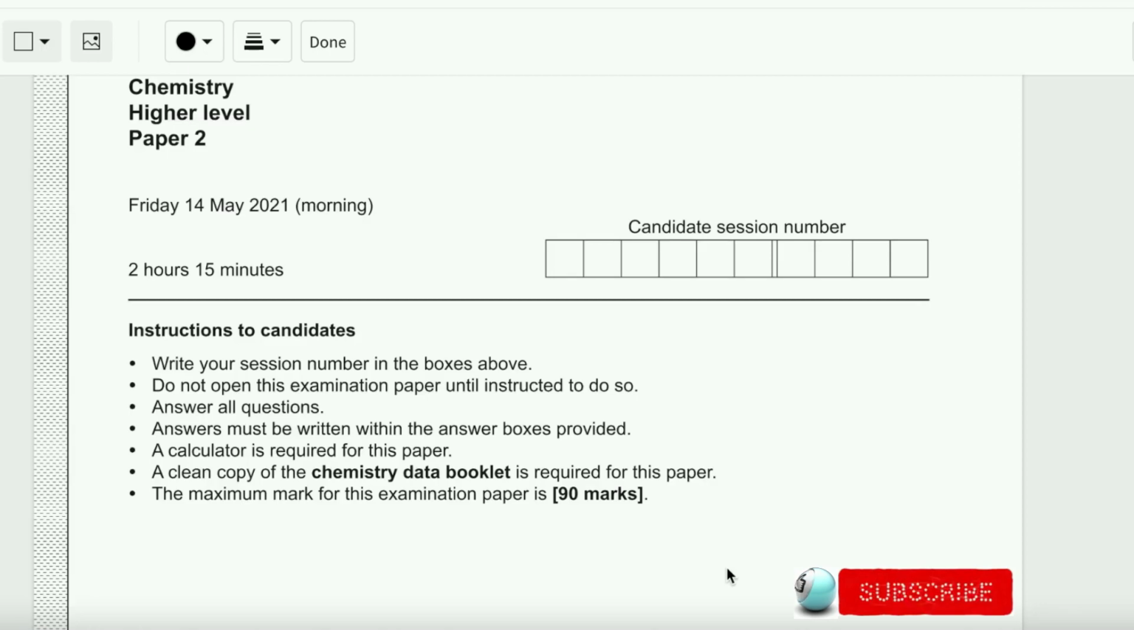Today I'm going to talk about chemistry paper 2, time zone 1, higher level, May 2021. Before I start, I would like to emphasize some stuff you need to know about answering paper 2. For this exam, you have only 2 hours 15 minutes to complete 90 marks. It means 1 point equals 1.5 minutes. However, it is always recommended to have a few minutes, like 10 minutes, to proofread your answer.